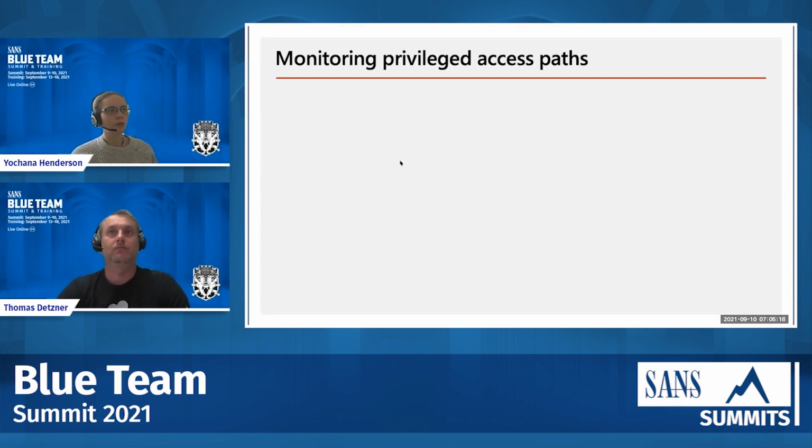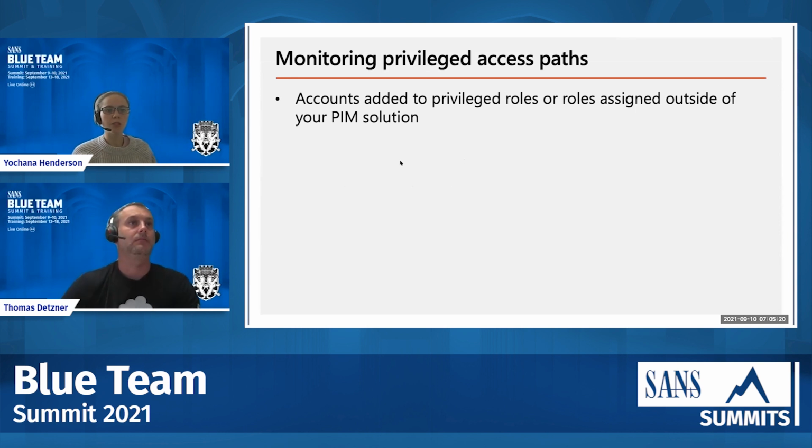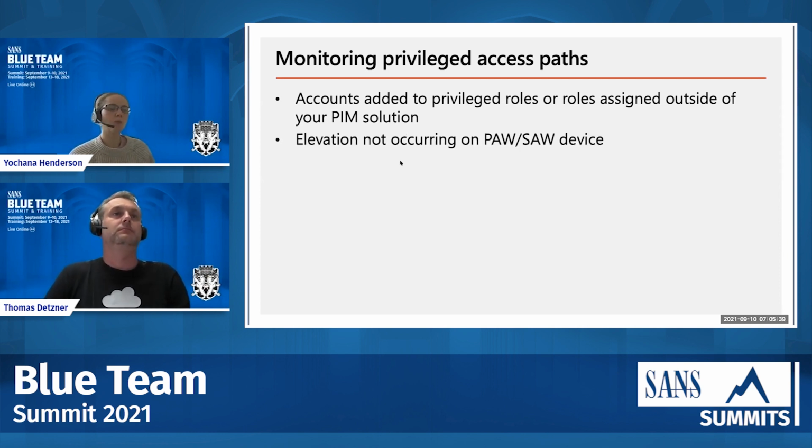So monitoring some privileged access paths. Accounts added to privileged roles, or roles assigned outside of your PIM solution. We do understand there may be a business requirement to not use a PIM solution, but if that is the case, that needs to be documented, monitored, and reassessed each month, or every 2 months. Also, elevation not occurring on a PAW or SAW device, if you have PAW or SAW devices within your tenant.